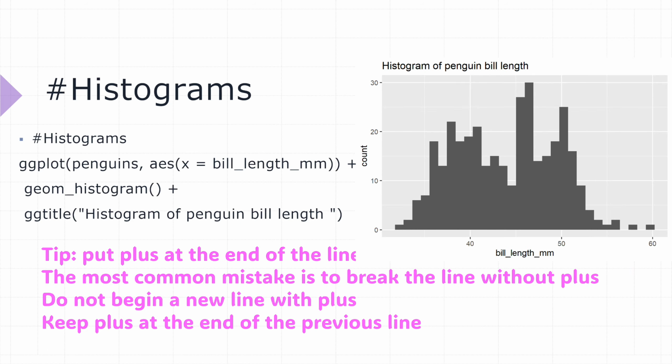A histogram of bill length. Let's draw a histogram of bill length in millimeters. ggplot(penguins, aes(x = bill_length)) + geom_histogram() + ggtitle("Histogram of penguin bill length"). Tip: in ggplot, put the plus at the end of the line. The most common mistake is to break the line without the plus. R will run early and the plot fails or only half draws. Do not begin a new line with a plus; keep the plus at the end of the previous line.